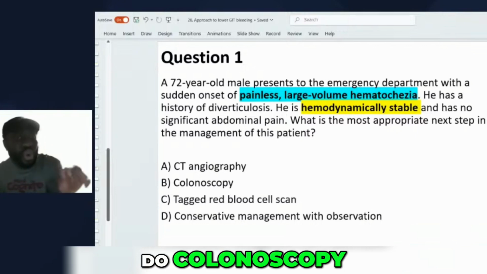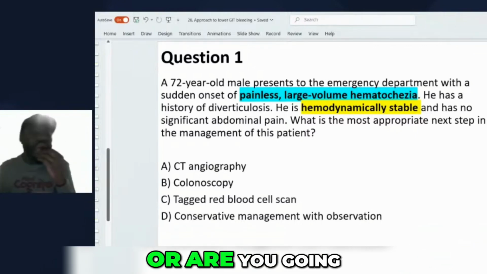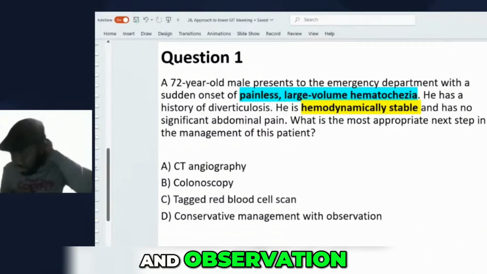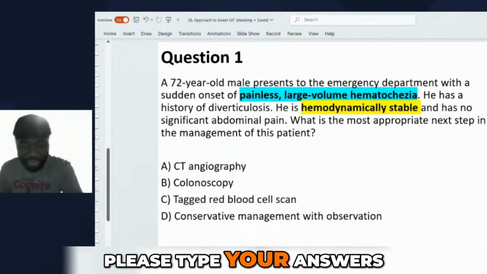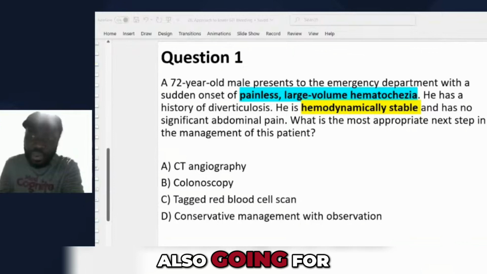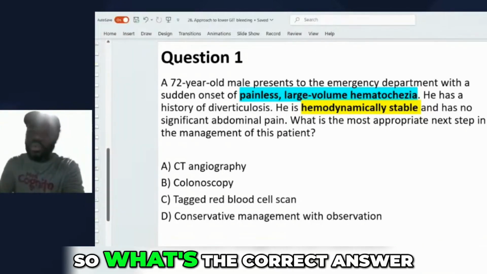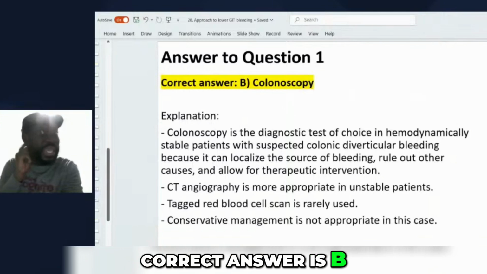Are you going to do colonoscopy? Are you going to do tagged red blood cell scan? Or are you going to do conservative management with observation? Please type your answers. Some are going for C. Some are also going for D, conservative management with observation. So what's the correct answer? Correct answer is B, colonoscopy.